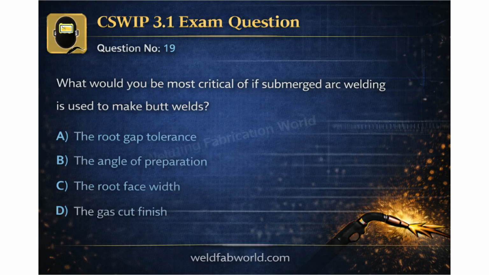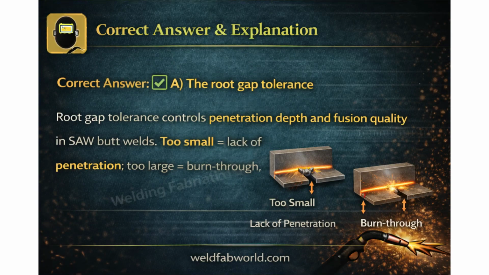Question 19. What would you be most critical of if submerged arc welding is used to make butt welds? Options: A, the root gap tolerance, B, the angle of preparation, C, the root face width, D, the gas cut finish. Answer: A. The root gap tolerance. Root gap tolerance controls penetration depth and fusion quality in SAW butt welds. Too small equals lack of penetration, too large equals burn through.